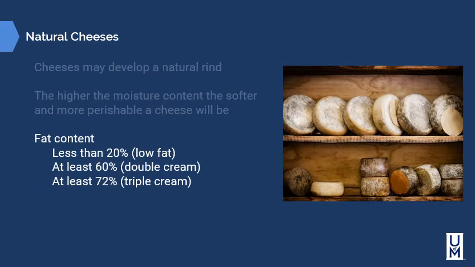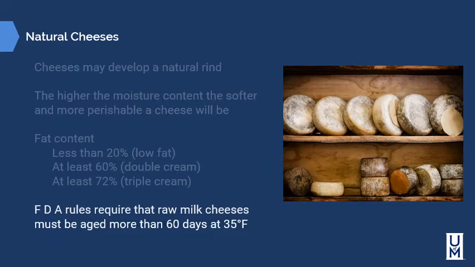If the fat content is less than 20%, it's considered low-fat cheese. At least 60% is considered double cream, and at least 72% is considered triple cream cheese, which is the richest of all the cheeses. It's very creamy and gushy. FDA rules require that raw milk cheeses must be aged more than 60 days at 35 degrees Fahrenheit.